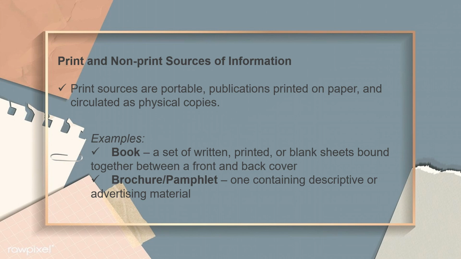Print and non-print sources of information. Print sources are portable publications printed on paper and circulated as physical copies. Examples: book, a set of written, printed or blank sheets bound together between a front and back cover. And then the second one, brochure and pamphlet, one containing descriptive or advertising materials.